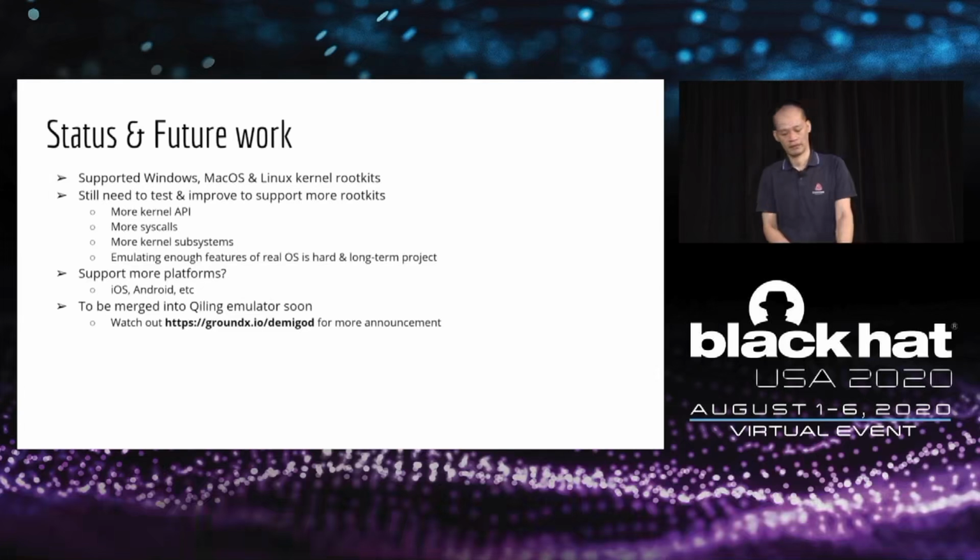Okay, here comes my conclusion. Demigod is a framework to emulate kernel rootkits, so you can analyze ring 0 code from ring 3 in the safe box of the emulator. So you can monitor, you can trace, you can debug, and you can do on-demand dynamic analysis with Demigod. Demigod was built on top of the excellent Unicorn emulator, so it supports multiple platforms and multiple architectures.